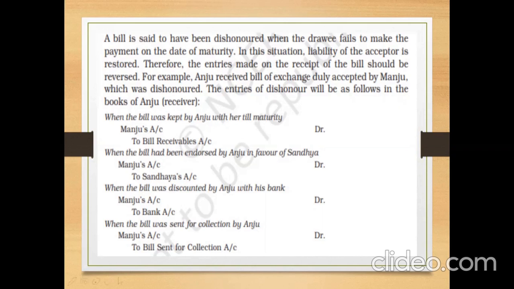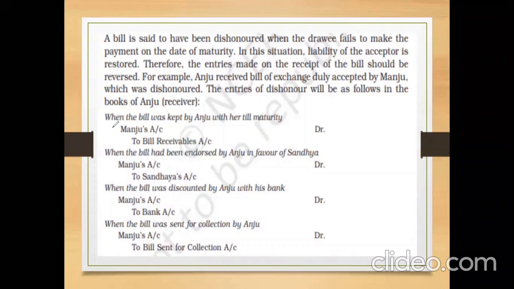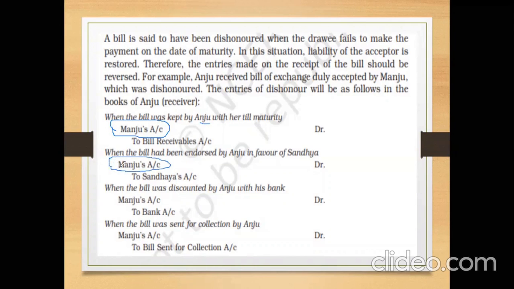So ultimately, we can see that whenever the bill is discounted, sent for collection, or endorsed and then dishonored, the drawee's account will be debited in the books of drawer. Here in this case, Anju is drawer and Manju is drawee. So in every case of dishonor, the drawee account is debited, whatsoever case may be, as the drawee fails to pay the money, and the same amount will be debited in the books of drawer.